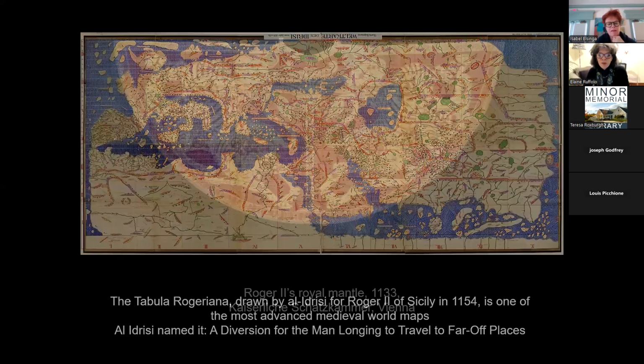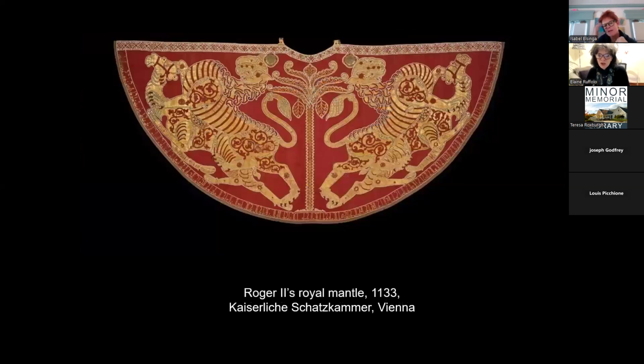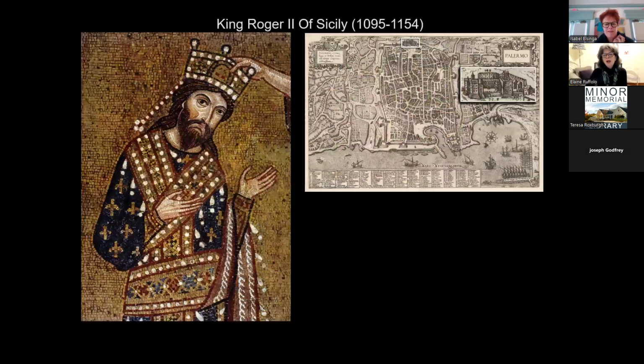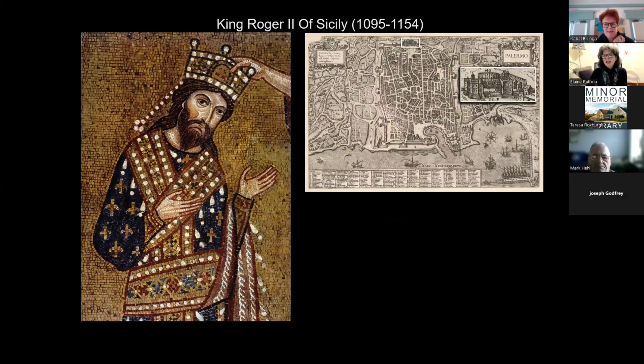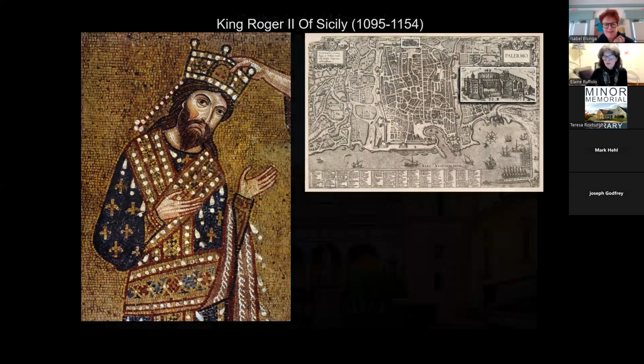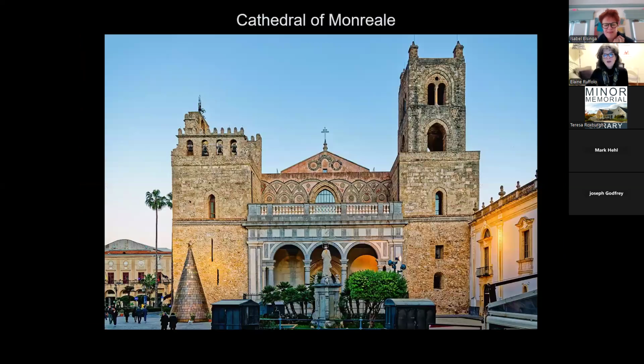Or this beautiful mantle of Roger, the Norseman, which is a symbol of cultural fusion, reflecting Roger's rulership absolutely perfectly. So really a period of remarkable tolerance with Roger II of Sicily, here ruling Palermo. So in these last 8 minutes, what I want to do is show you the crowning achievement of the Normans, and that is Monreale, the Cathedral of Monreale.